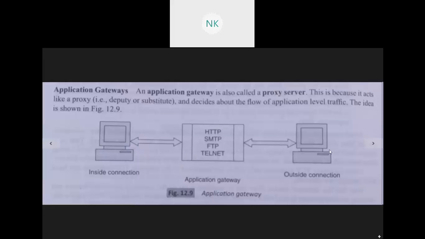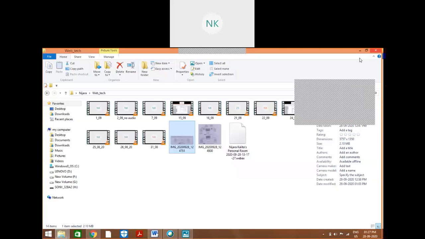So first, this application gateway asks about the IP address of the destination or the host which the user wants to communicate with. Second point is that this application gateway asks the user for an ID and password to access the service of the application gateway. Clear? Okay, I have another diagram here. That diagram will be easy for you.